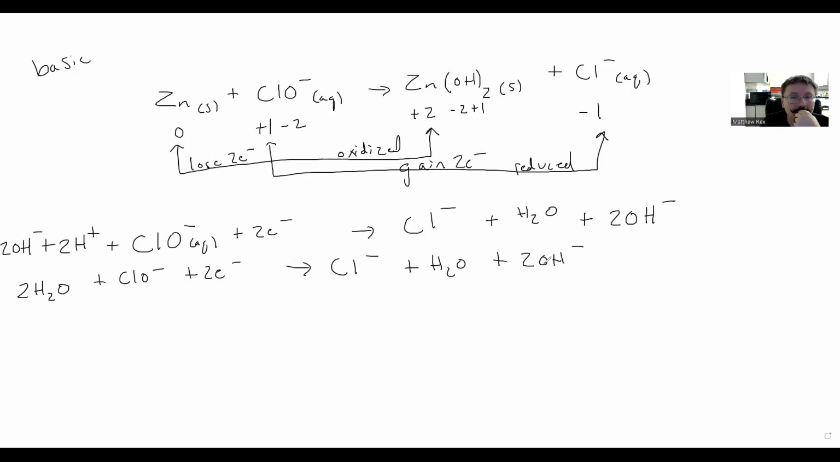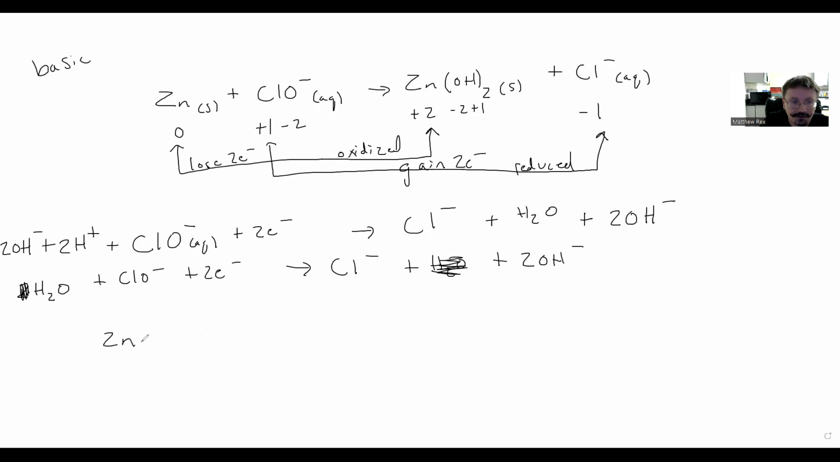Now, the other thing is, if I want, I can save myself some time and cancel out some of these waters. I have 2 waters on the left-hand side and 1 on the right. So to simplify this, of course, I could get rid of 1 of these, and it should still be balanced. I've got 2 hydrogens and 2 oxygens on the left-hand side, 2 hydrogens, 2 oxygens on the right-hand side, 1 chlorine on each side, and I'm accounting for the electrons. So this is technically my balanced reduction reaction in basic solution. And then we're going to do the same thing for the oxidation, the zinc.